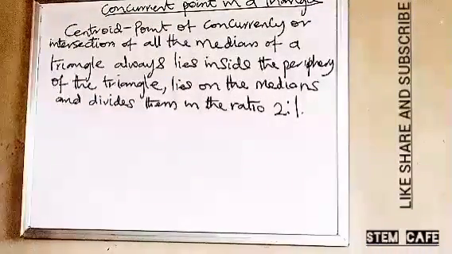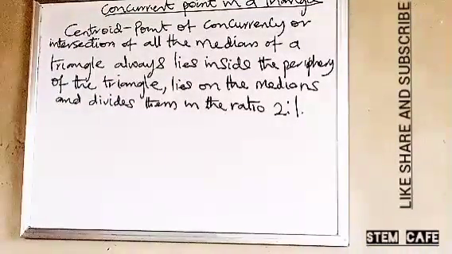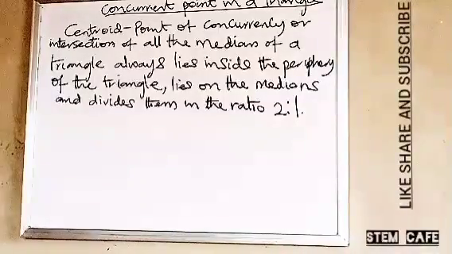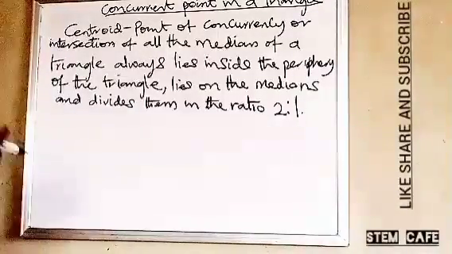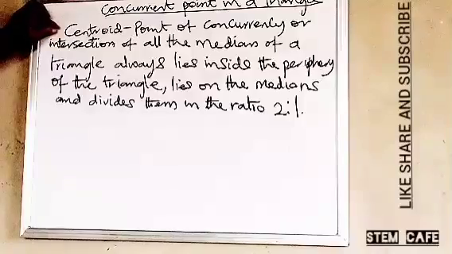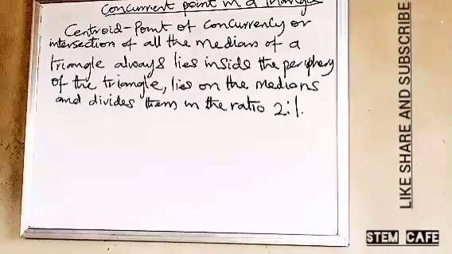Now, we are talking about some concurrent points in a triangle. We have four, and I will take them in turns, starting with the centroid. The centroid is the point of concurrency or intersection of all the medians of the triangle. It always lies inside the periphery of the triangle, lies on the medians, and divides them in the ratio 2:1. What do we mean by centroid? This one will be appreciated much by those who work with differentiation and integration to find the centroid. It's one aspect in mechanics.